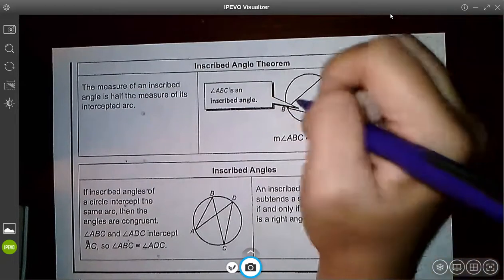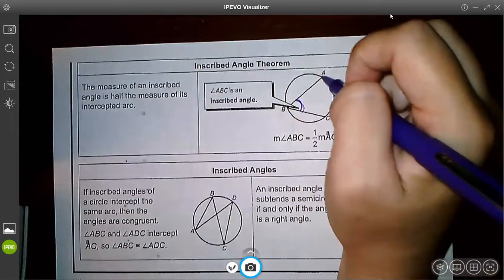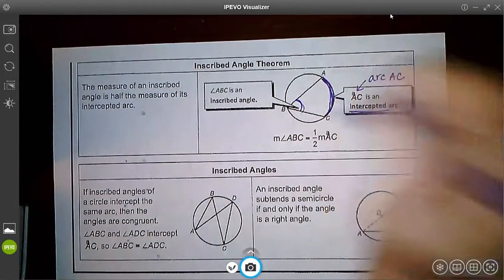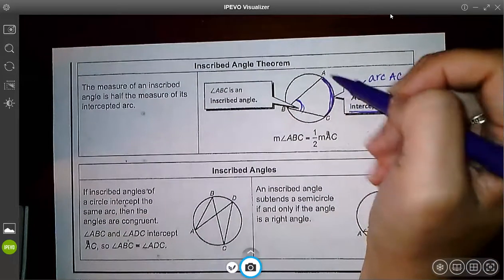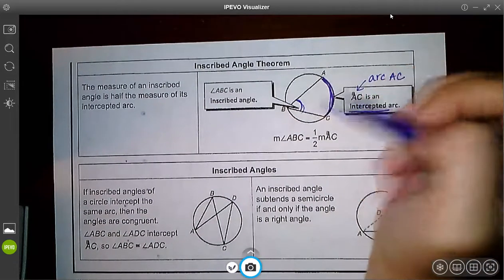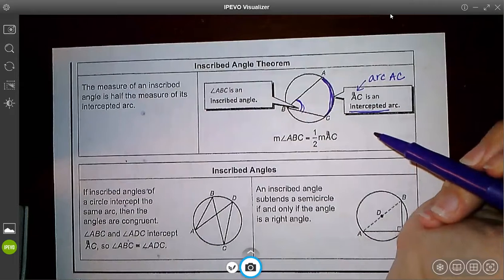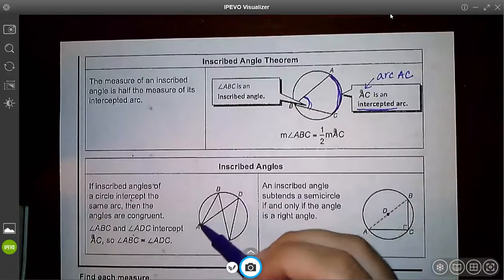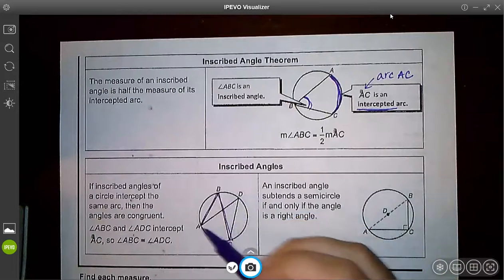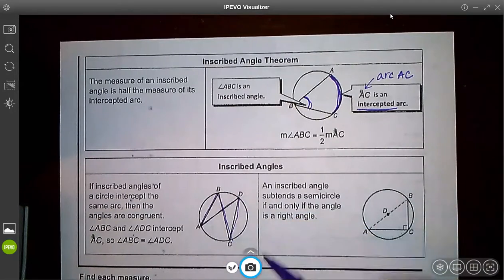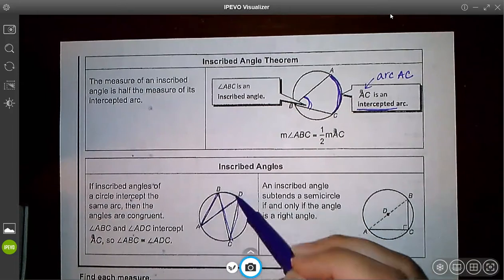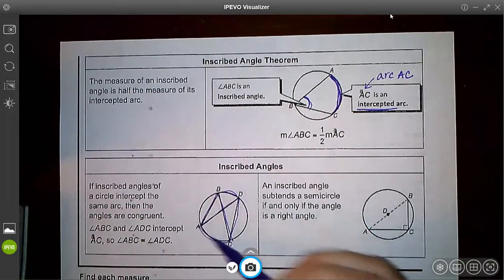So the measure of this angle is half the measure of this arc in degrees. One circle is 360 degrees, so this is going to be a portion of that 360, and this angle is going to be half of that arc measurement. If they intercept the same arc, so if you have one here, and then you have this one here, both of those intercept the same arc AC. You could also look at it this way, and they intercept BD, and that means the angles are congruent.